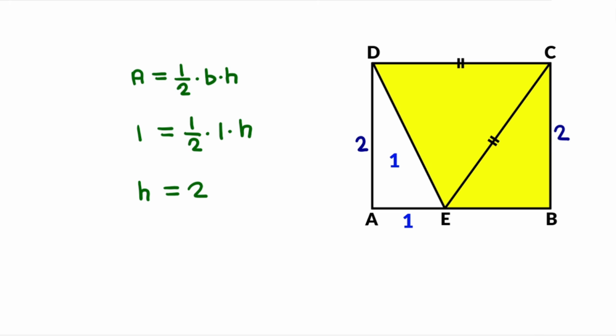Now let's find the lengths of its two parallel bases. Let the top side, CD, have length x. The problem tells us that CE equals CD. So CE also has length x. Since opposite sides of a rectangle are equal, the entire bottom side, AB, also has length x. We already know that AE is 1, so EB equals x minus 1.